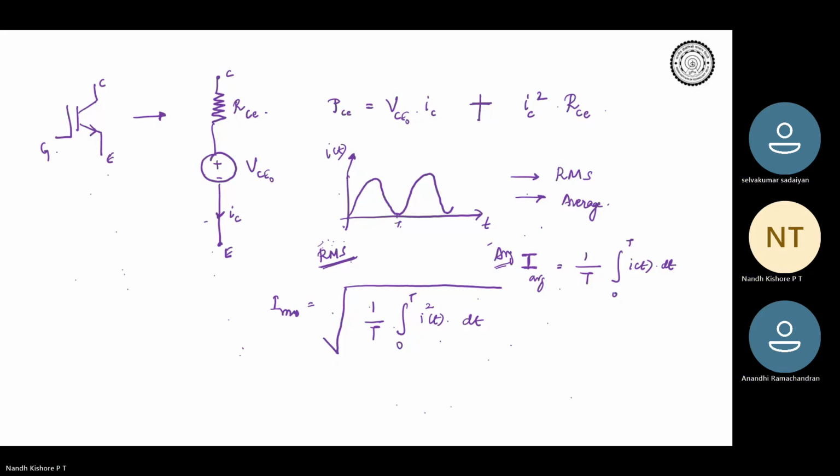Okay. So now you tell me, this current and this current, VC naught into IC and IC square RCE. What should this IC be? Should it be RMS or should it be average? We are calculating average power. I don't want power as a function of time. So you tell me where I should take RMS, where I should take average. Do you understand the question?